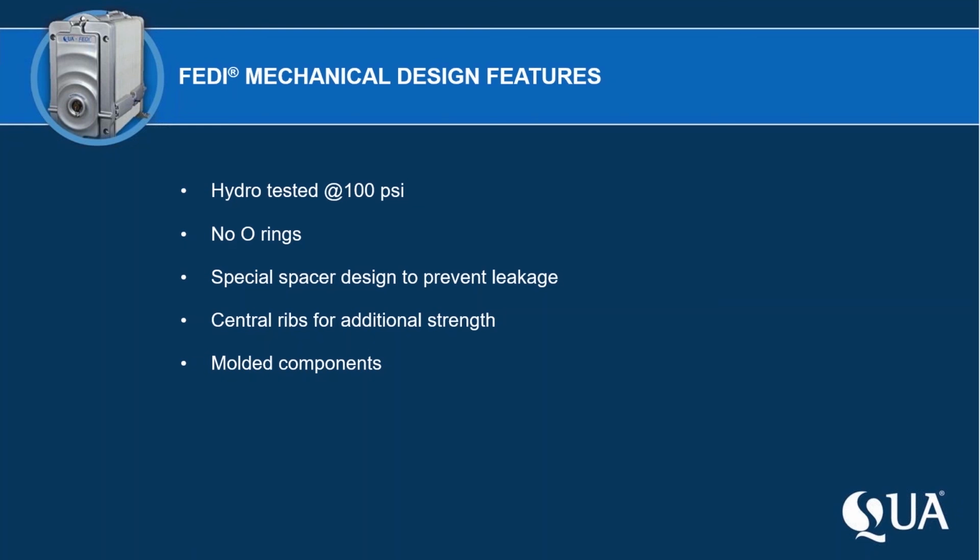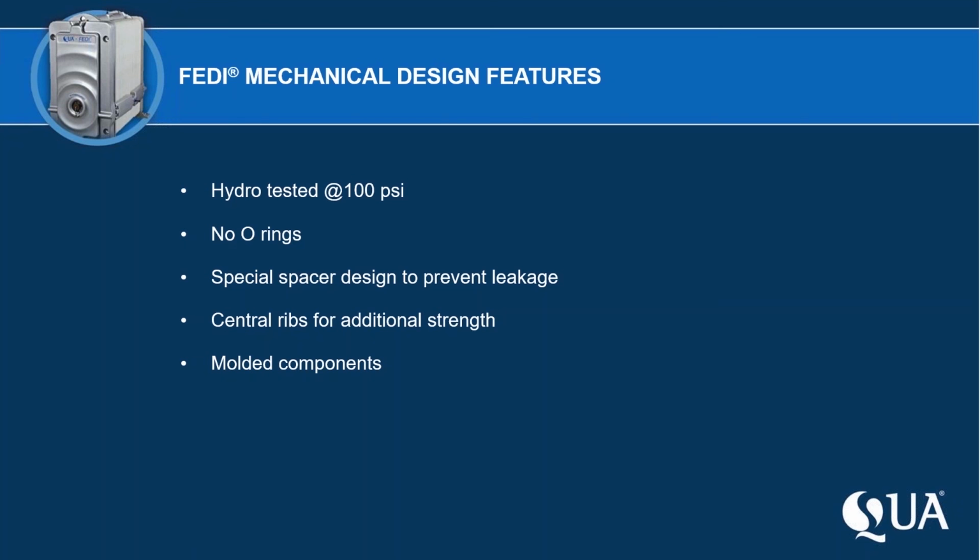We don't need any O-rings. Our system is extremely robust. We have a special spacer design to prevent leakage, and that means that we don't need the O-rings. Again, less is more in manufacturing. We have central ribs which separate our two stages. These ribs provide additional strength.